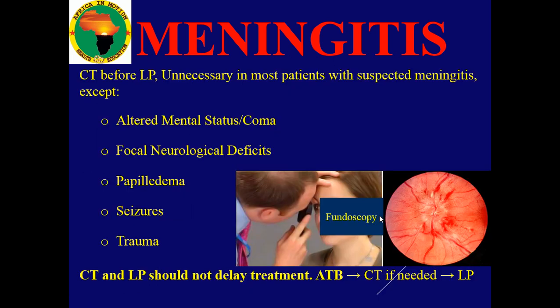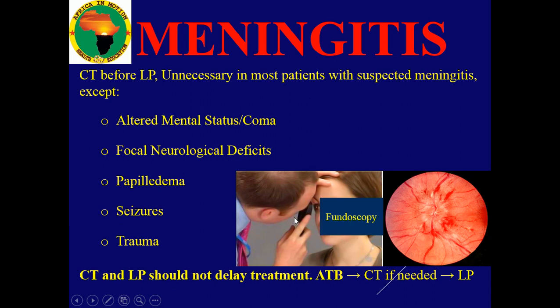Another confirmatory test is to do a lumbar puncture. You need to take fluid from the spine and examine it. But before you do it, you need to do a CT scan. A CT scan is not necessarily always done, unless there is what we call an altered mental status. If the patient is in a coma and you don't know what is going on, it is better to do a CT scan first. Or you can see there is a focal neurological deficit, or there is papilloedema.